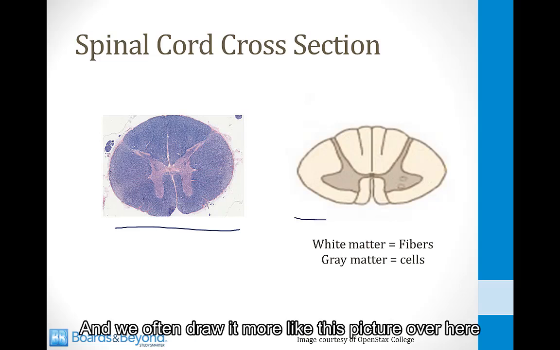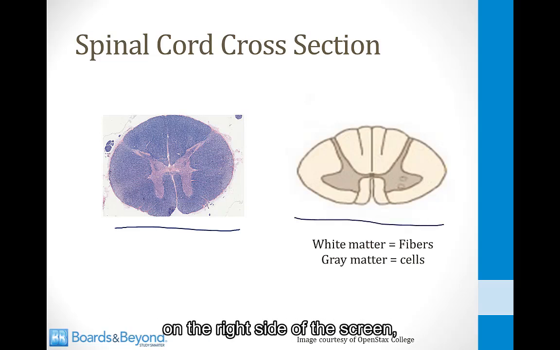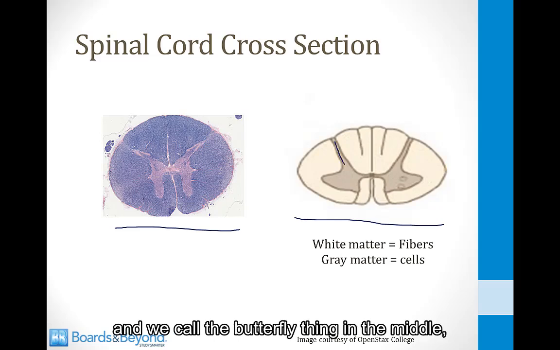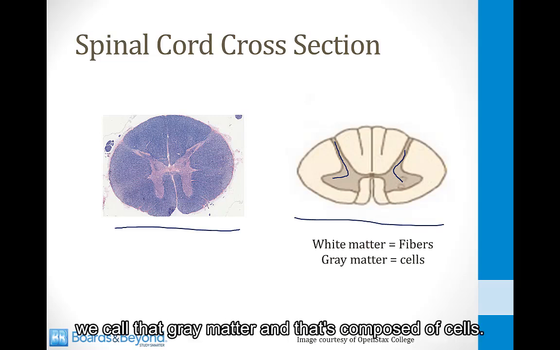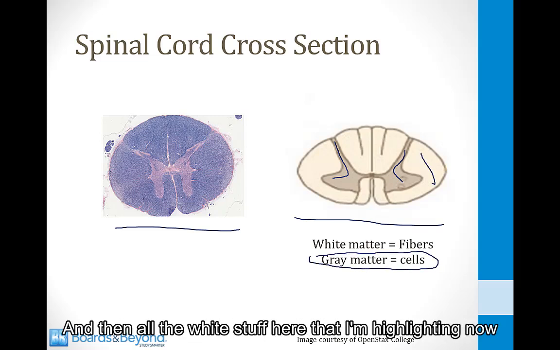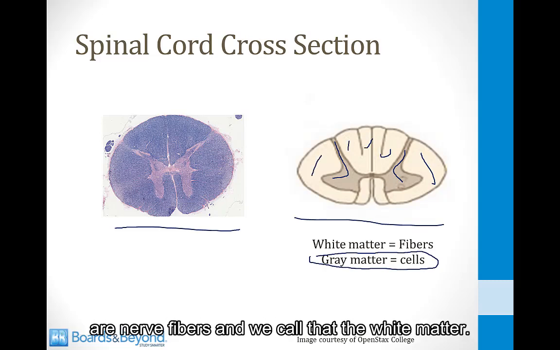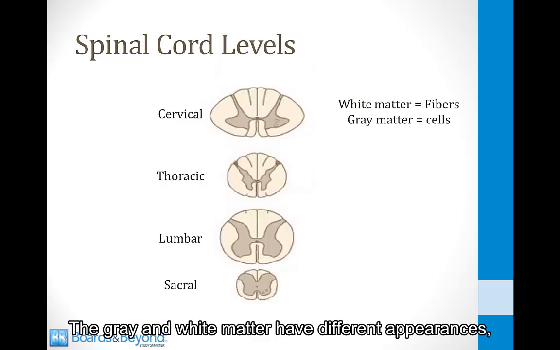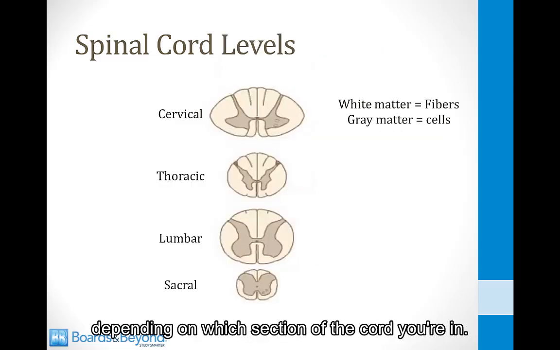Now we often draw it more like this picture over here on the right side of the screen. The butterfly thing in the middle that I'm highlighting here with my pen, we call that gray matter, and that's composed of cells. All the white stuff that I'm highlighting now are nerve fibers, and we call that the white matter. The gray and white matter have different appearances depending on which section of the cord you're in.